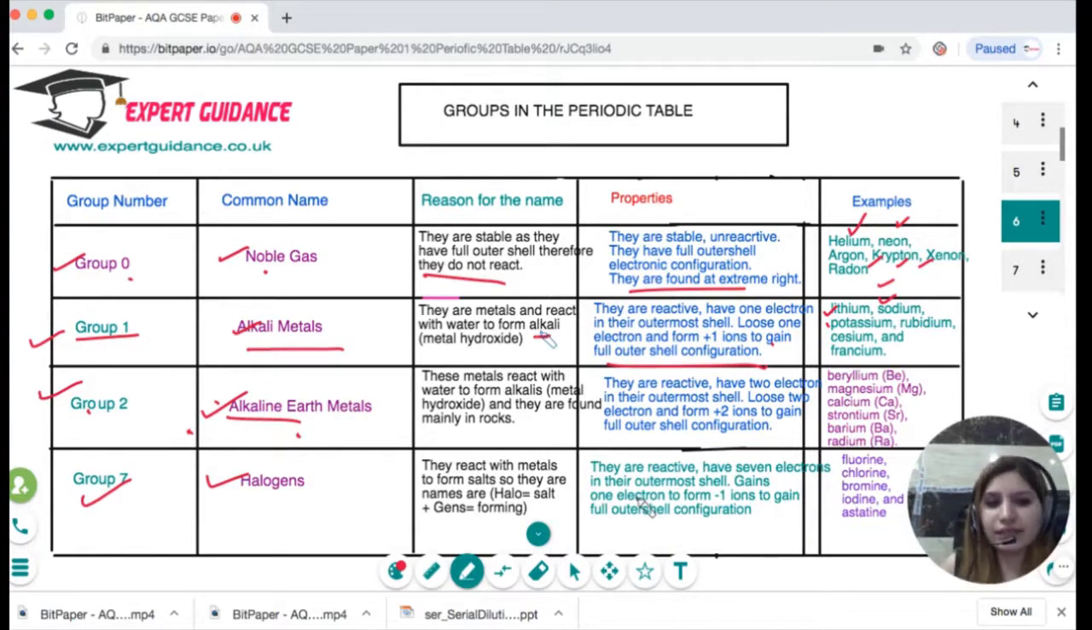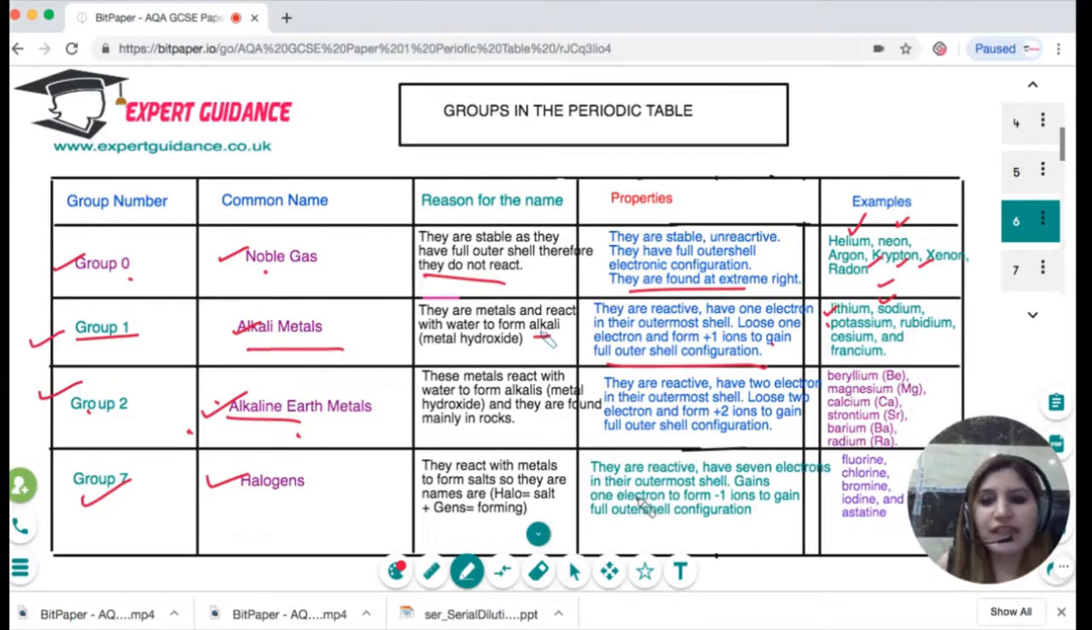They are reactive, but they do not form +1 ions. They form +2 ions because they have 2 electrons in the outermost shell. So they lose 2 electrons to form a positive 2 ion with a stable configuration. Example, beryllium, magnesium, calcium, strontium, barium, and radium.